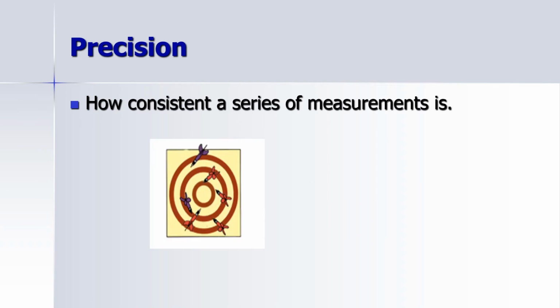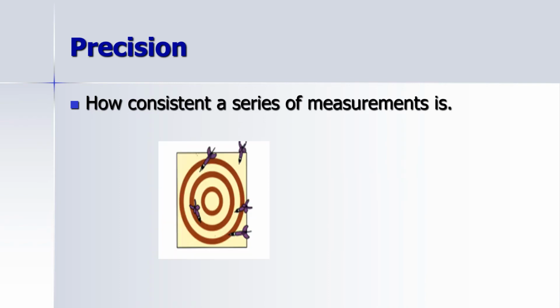Next up, we have this picture where the arrows are very, very far away from each other, so they have very low precision, not close to each other at all, but they are kind of close to the center, so we can say that they have low precision, but they have highish accuracy.